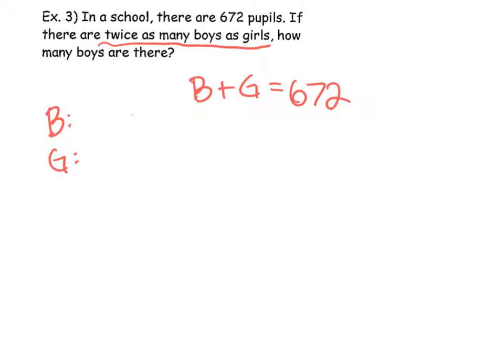Put what you got for B and what you got for G. Check it and watch what he writes. 2G for boys, so twice the amount of girls. That's how many boys there are. And then girls is girls. So, that's perfect. Who wants to finish writing the equation on the screen?